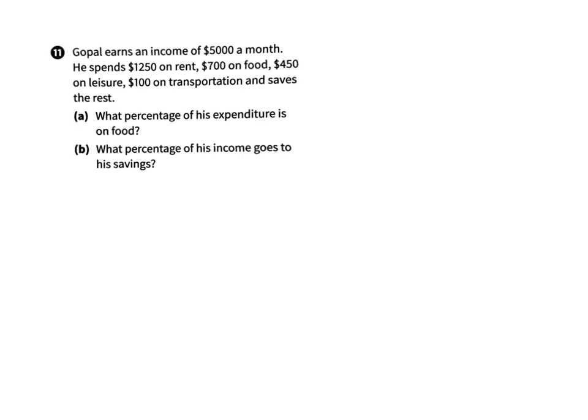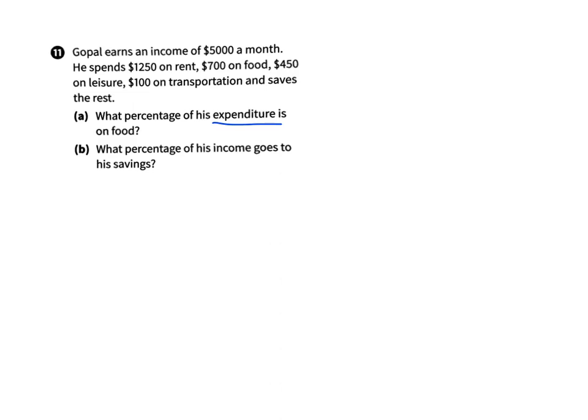Okay, question number 11. Now, question number 11 is quite a good question. It tests you a little bit on your concepts, especially identifying the base values for you to find percentages. Now, in this question here, Gopal earns an income of $5,000. So there's a lot of numbers actually. He spent 1,250 on rent, 700 on food, 450 on leisure. So all these are spendings. $100 on transport, all are spendings, and then saves the rest. So there are quite a number of things that we need to take note of. What percentage of his expenditure is on food?